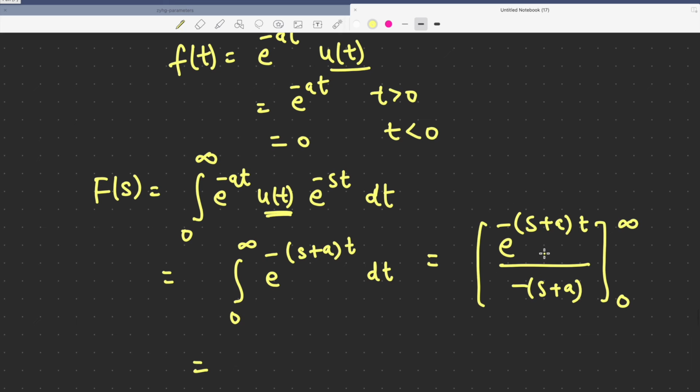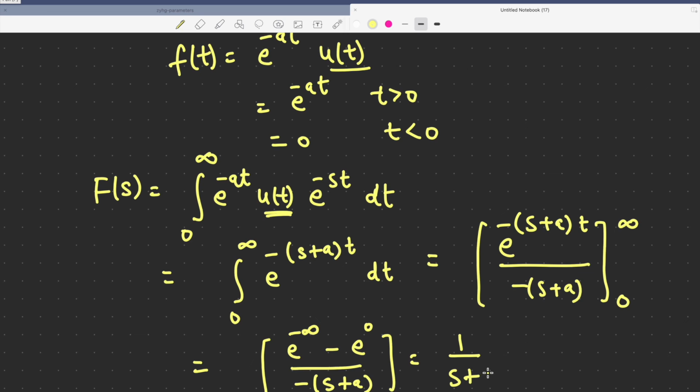So this is equal to, if I put infinity over here, if t is infinity, the entire thing is e to the power minus infinity, which is 0. Then when we put 0, it becomes minus e to the power 0 divided by minus (s plus a), which is nothing but 1 by (s plus a). So if we have any function which has e to the power minus at, then we have the transform as 1 by (s plus a).